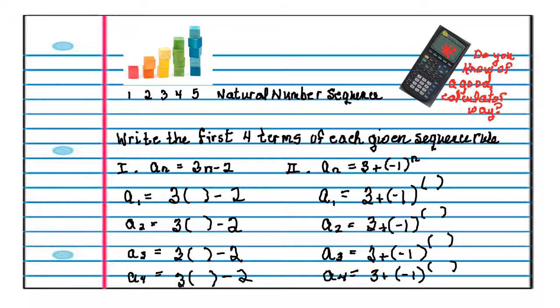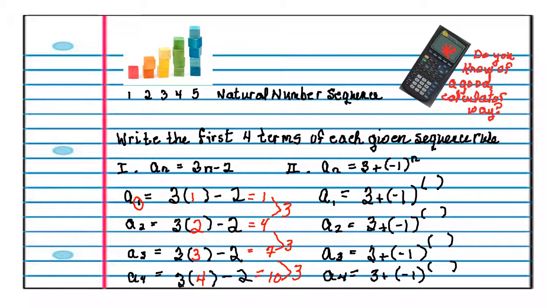The first one is a sub n equals 3n minus 2. So what we're going to do is put the cardinal order in to each one of the sequence. So we'd have the second term, third term, fourth term. And then we're just going to do the math. 3 times 1 is 3 minus 2 is 1. 3 times 2 is 6 minus 2 is 4. 9 minus 2 is 7. And 12 minus 2 is 10. You'll notice that what we end up with here is a difference of 3. This will be kind of important later.